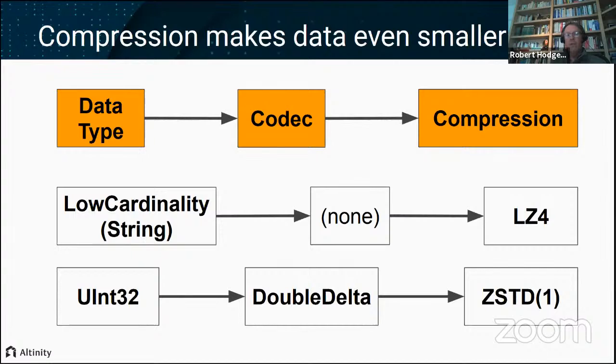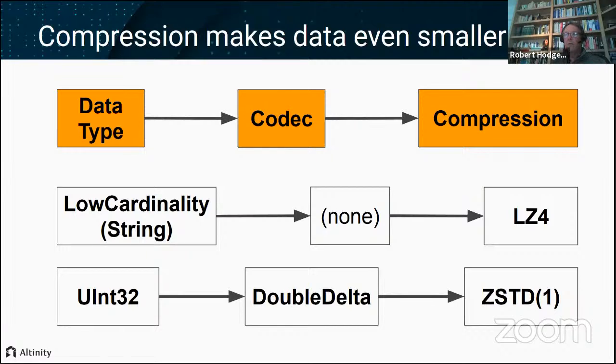And there are 3 ways that you can get data to compress. First is to choose a good data type, one that's not too big. Like, if you can fit it into 2 bytes, great, use 2 bytes. The second thing you can do is put codecs on it. A codec is a transformation that changes the data. And then the final thing is compression. Codecs know about data, compression doesn't. Compression just sees bits.